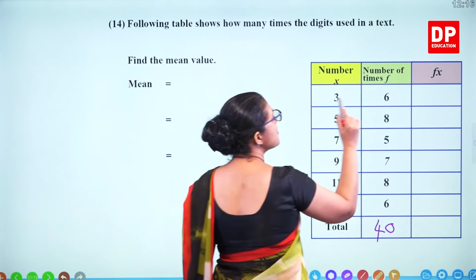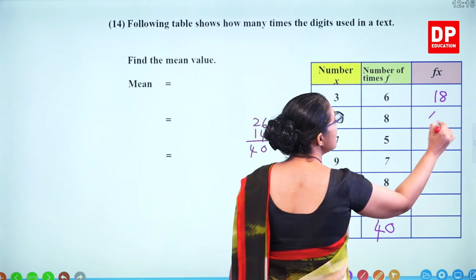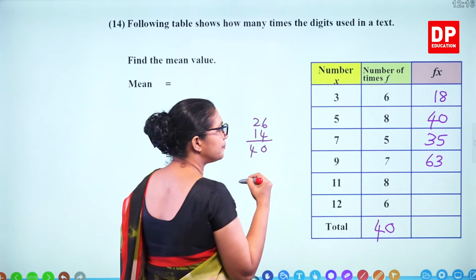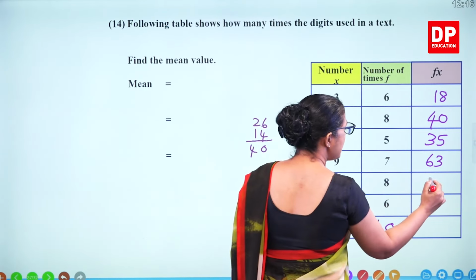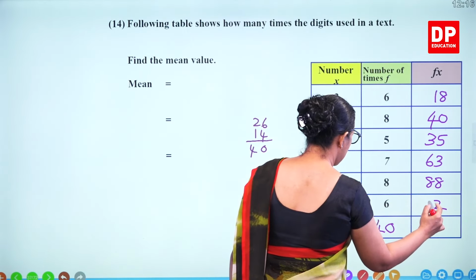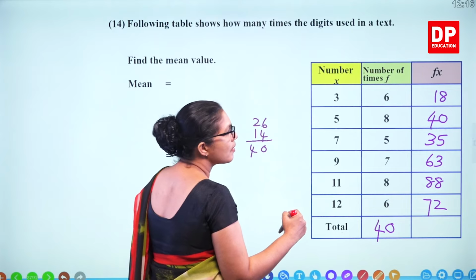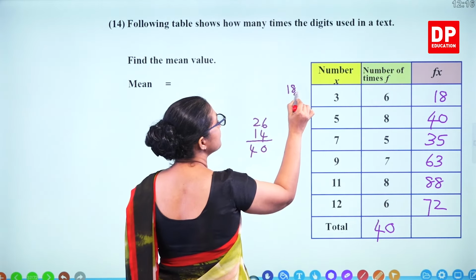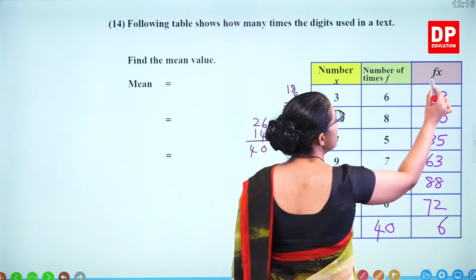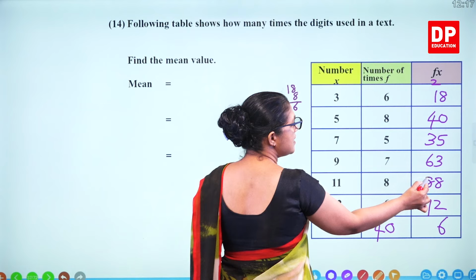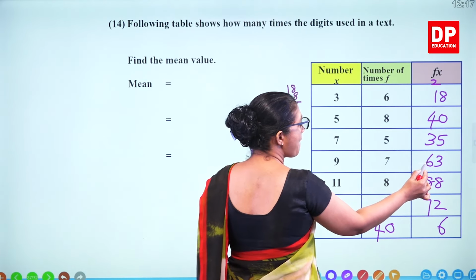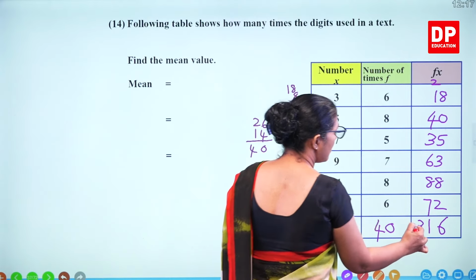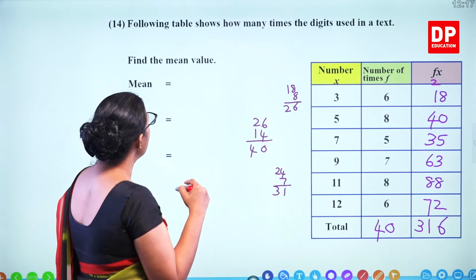Now fx, multiply. 6 times 3, 18. 8 times 5, 40. 7 times 5, 35. 9 times 7, 63. 11 times 8, 88. 12 times 6, 72. Add all together. 18 plus 8, 26. 2 remaining. 3, 7, 10, 18. 18 plus 6, 24. 24 plus 7, 31. So 316. Now we can find the mean.